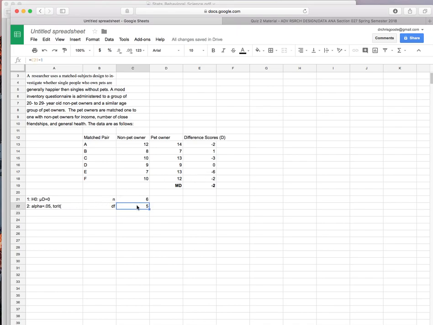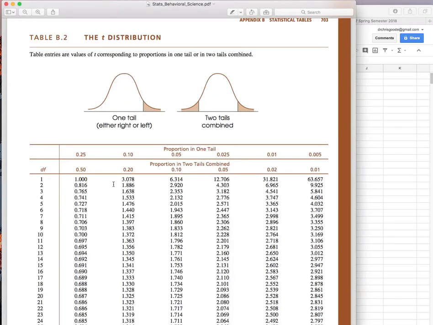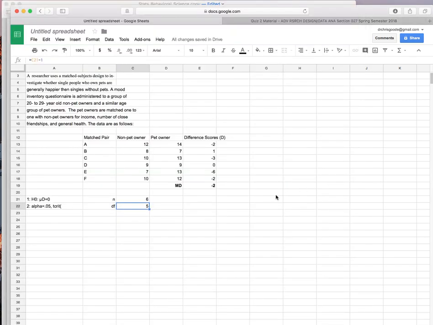Now we can look up t-crit for 5 degrees of freedom, and we'll go to the t-table. We're doing a two-tailed test, as usual. If you were doing a one-tailed test, you'd look in the column where the proportion in one tail is 0.05, but here we're looking at the proportion in two tails combined at 0.05 with 5 degrees of freedom: 2.571. So the t-crit at 5 degrees of freedom is 2.571.